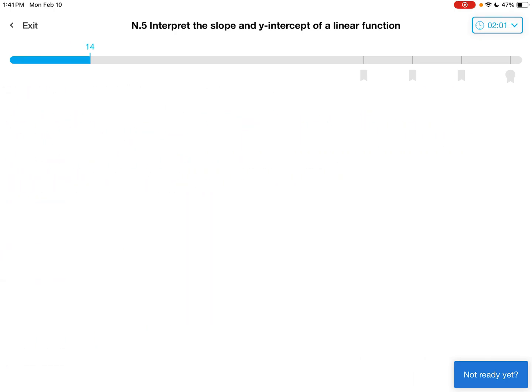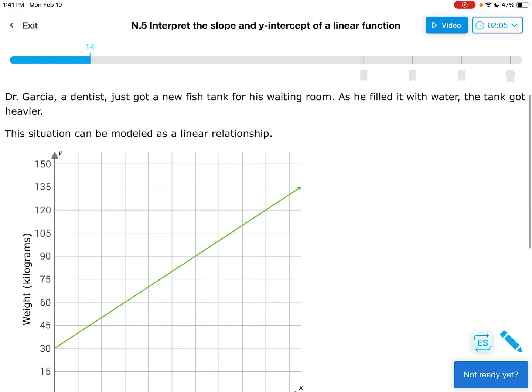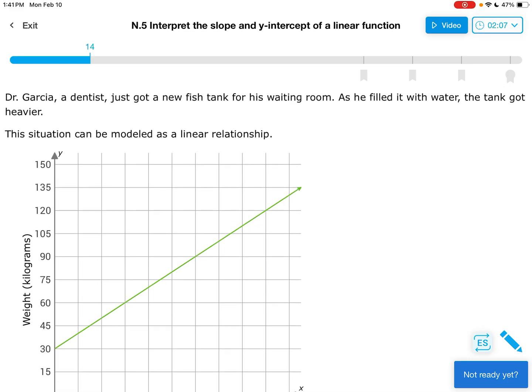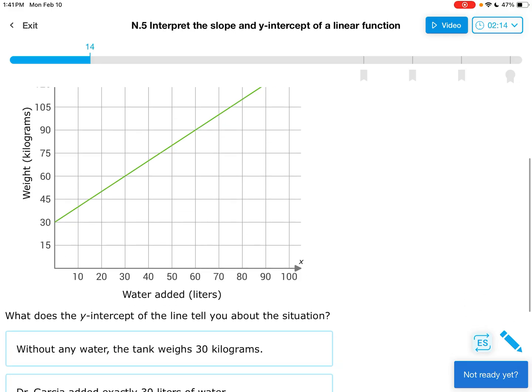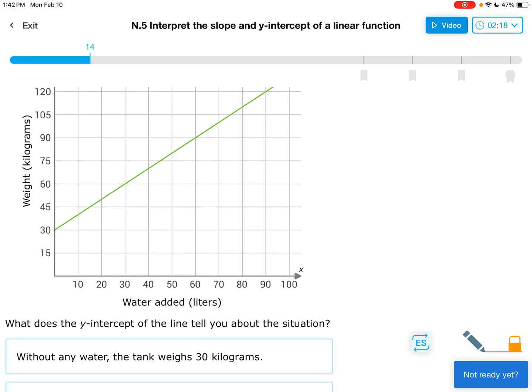All right. We'll do one more as an example. Dr. Garcia, a dentist, just got a new fish tank for his waiting room. As he filled it with water, the tank got heavier. Makes sense. This situation can be modeled as a linear relationship. Okay, what does the y-intercept of the line tell you? So remember that the y-intercept is the point on the y-axis, and what's special about it is it's when the input values, or x values, equal 0.